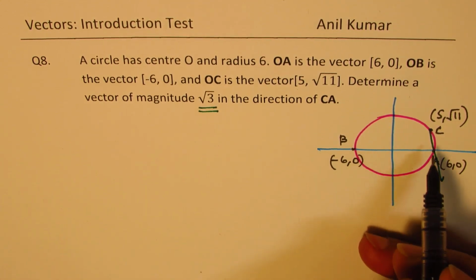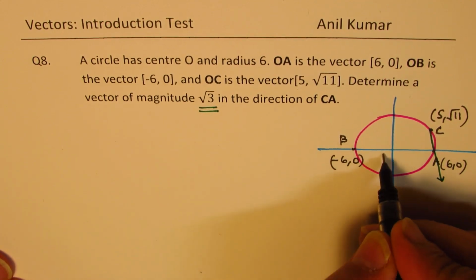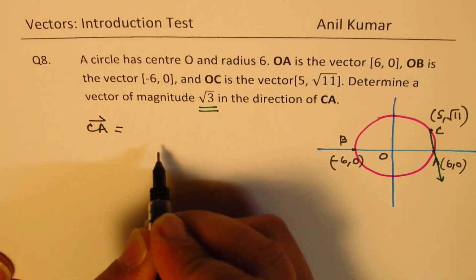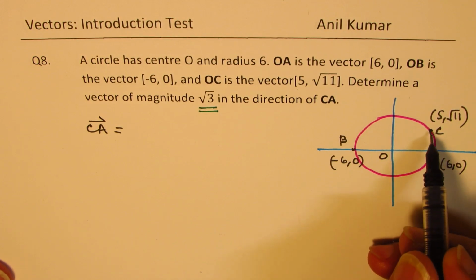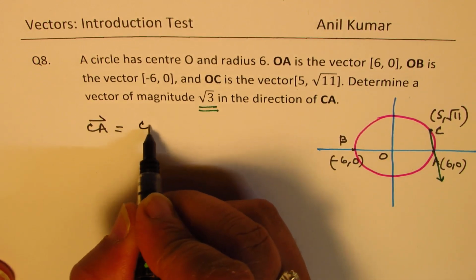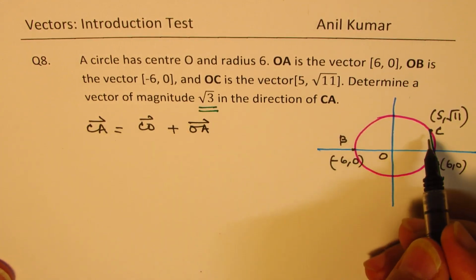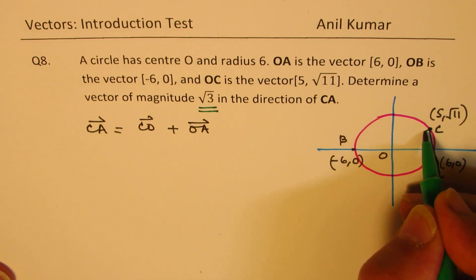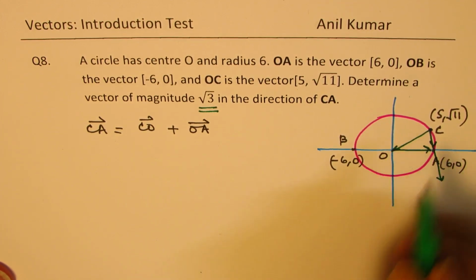So what is CA? Let's figure this out. So CA, let's say this is O. Vector CA will be equal to C to O. You can write this as C to O plus O to A, right? So that is CA, right? So you could write CA as CO plus O to A. So that is CA, correct?